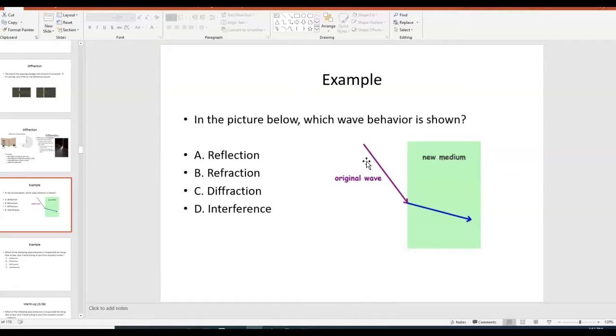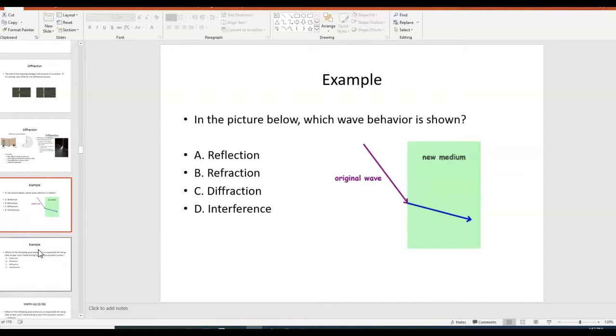The hint here is we have a wave going from one medium into a new medium. See if you can figure out what type of wave behavior is shown based off of what we talked about in the last two videos. Okay, so this is going to be B. This is refraction. We have not talked about interference yet. We will momentarily. Diffraction we talked about before. Diffraction and reflection don't require going from one medium into another medium. Now they can both happen at a boundary between two media, but refraction is the only one involving a wave traveling from one medium into another medium, and then you can see bending. So that is B, refraction.